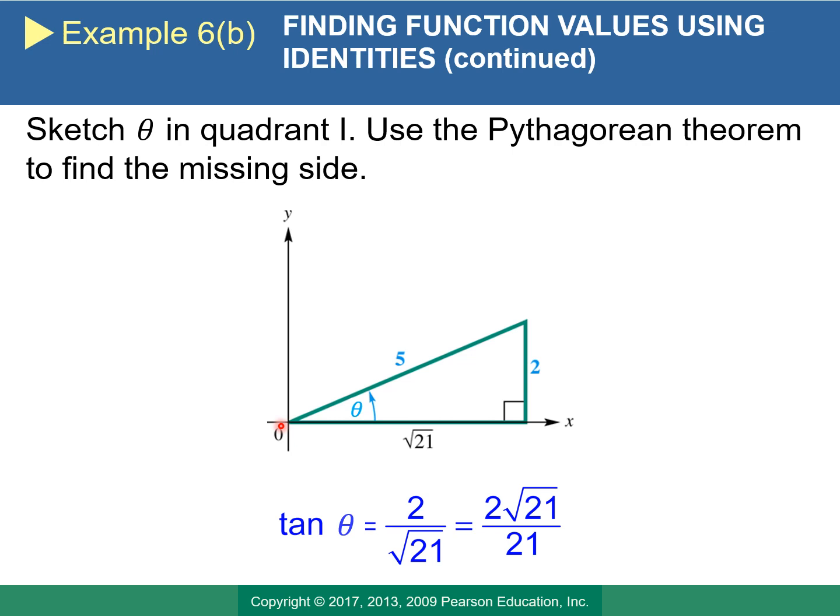So then the question was, what's tangent of twice theta? But we actually only know tangent of theta right now. So this is not tangent of 2 theta yet. So tangent of theta is opposite over adjacent, so 2 square root 21 over 21. Now we still have to use this in our double angle identity.